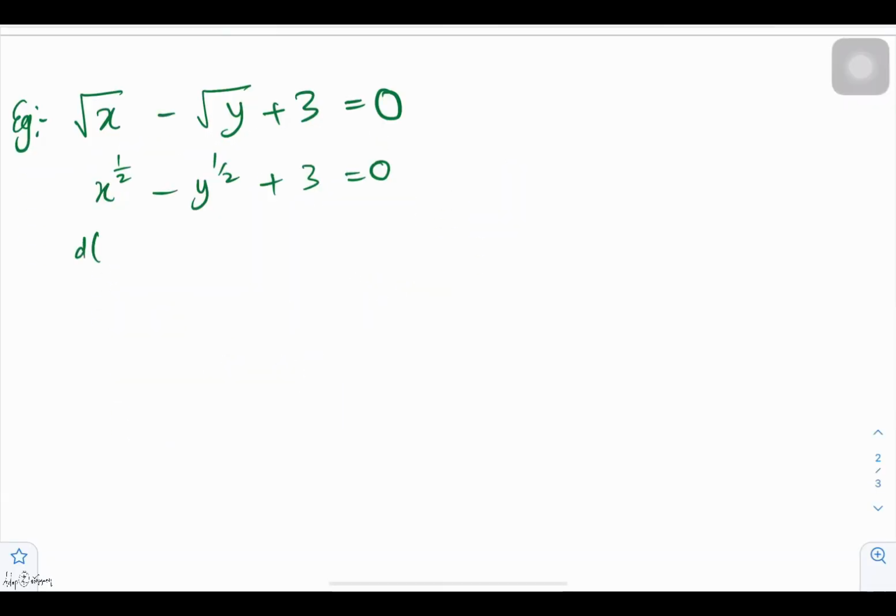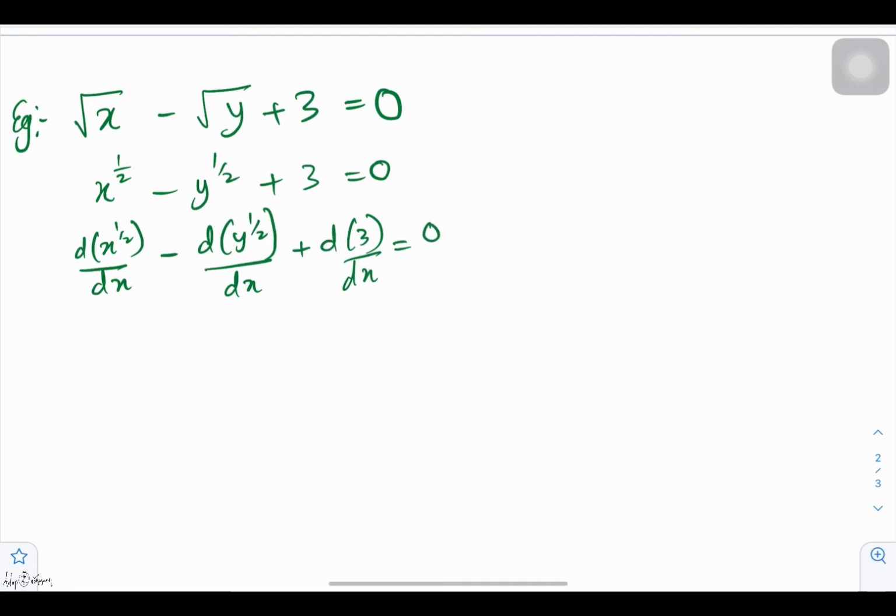Another example, of an implicit function. Now differentiating x raised to half, minus differentiating y raised to half with respect to x, plus differentiating 3 with respect to x equals 0. Here differentiating x with respect to x is pretty easy, because you just have to put the exponent in front and then reduce the exponent by one. That is what happens when you are differentiating a variable with respect to the same variable. When it comes to differentiating a different variable with respect to another variable, if you remember the chain rule, it would make it easier.